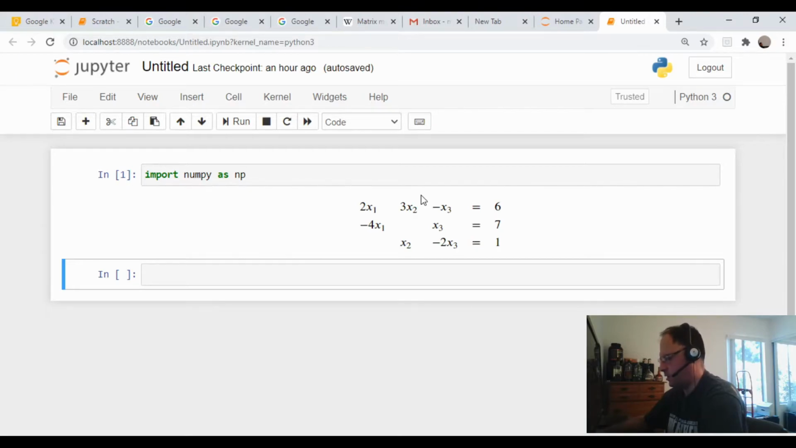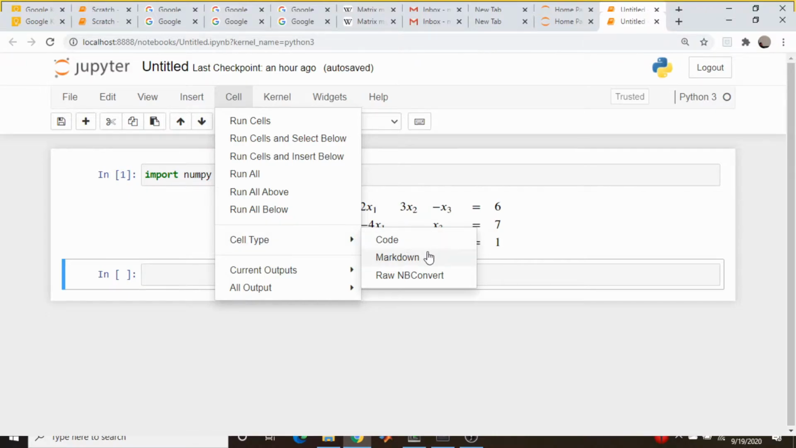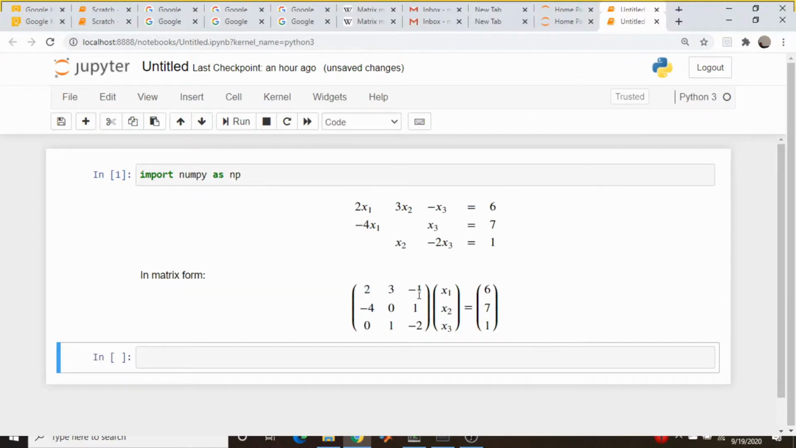So let me get rid of my face here. Okay, so let me come here and I'm going to make this cell a markdown cell, and I'm going to write out a matrix equation and show that these two, what I write and this, are effectively equivalent. So here is the same thing in matrix form.